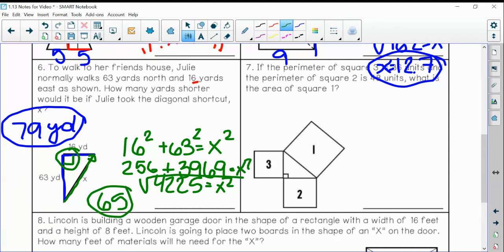So how much shorter is 65 from 79? Well, 79 minus 65 leaves us with 14 yards shorter.